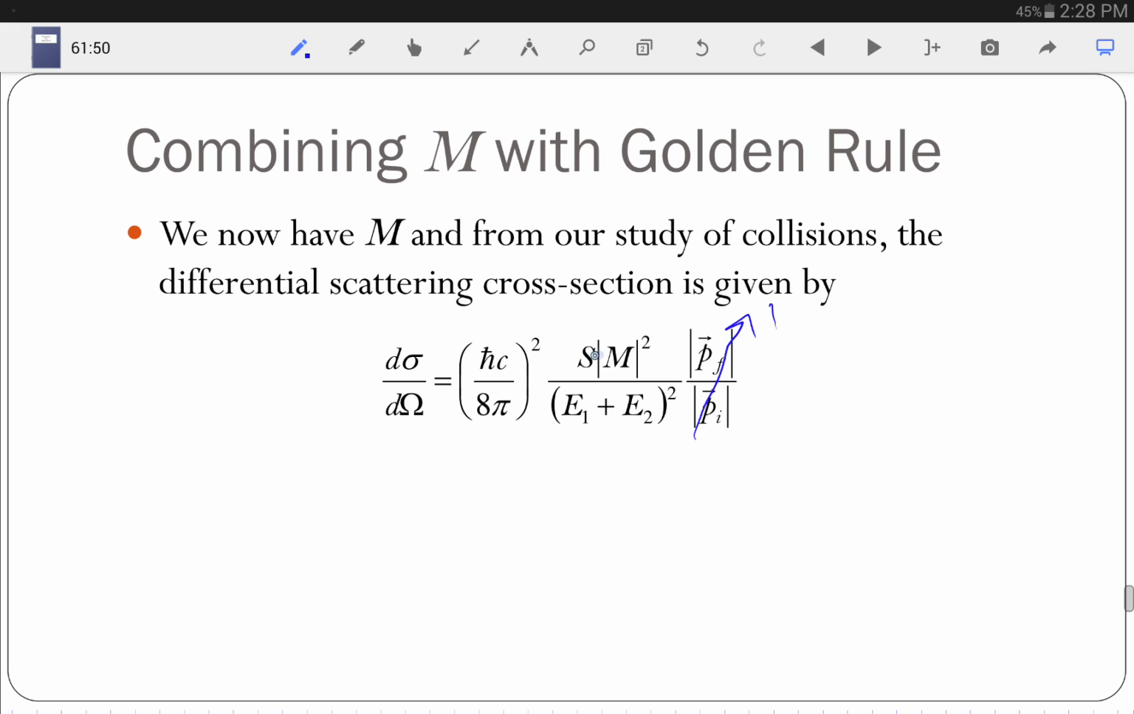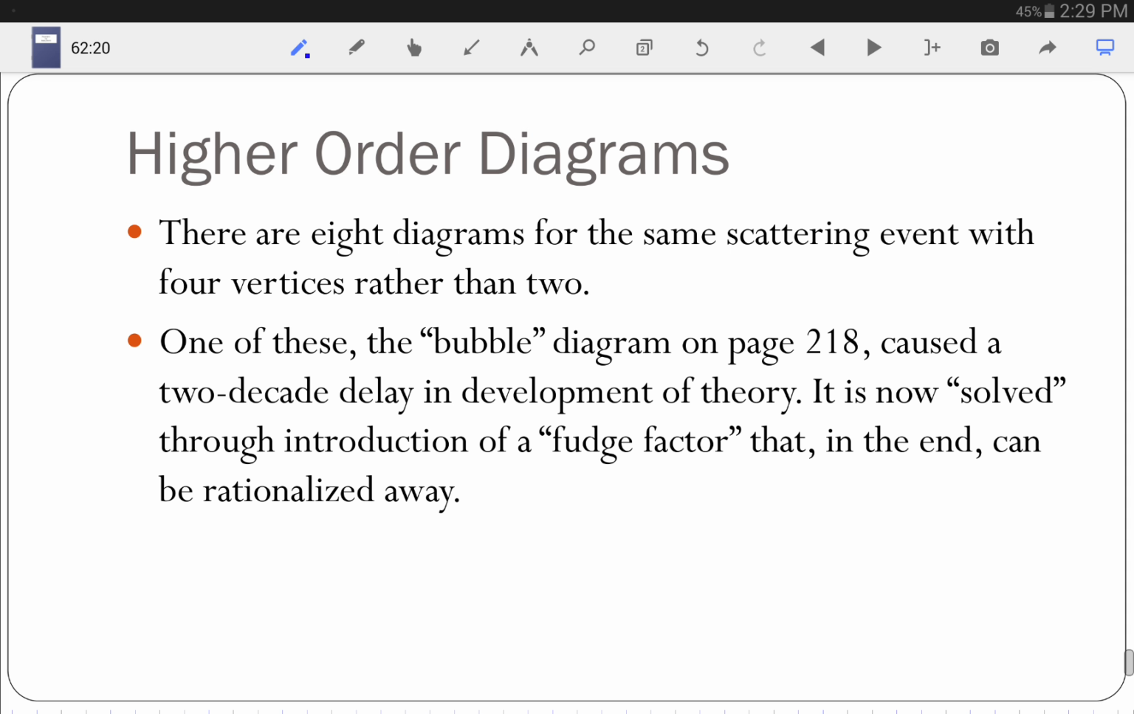Agreed? And the S now, because I had two identical particles, S is going to be 1 over 2 factorial, which is 1/2. Because you have two identical particles, E1 and E2 are going to be identical. And so this becomes just 2E quantity squared. And you put in your value for M that we got on the previous page and you're done. Here's my last slide.